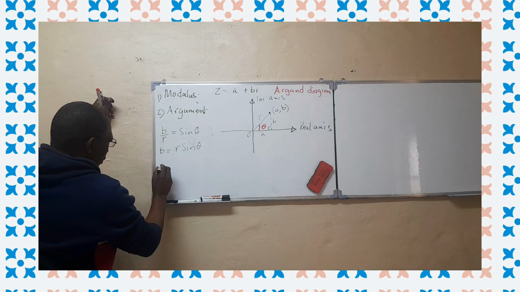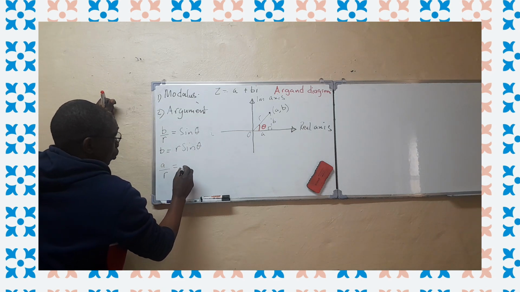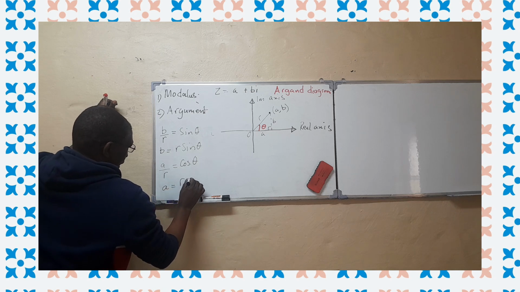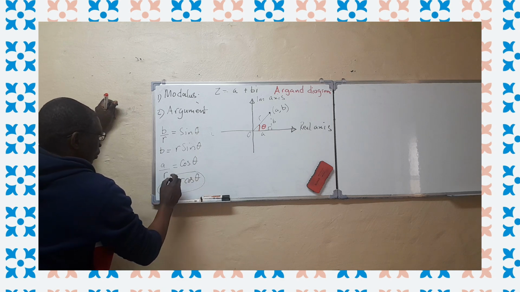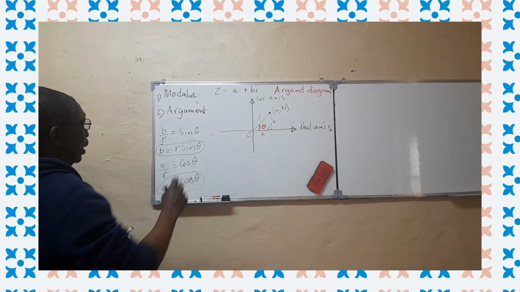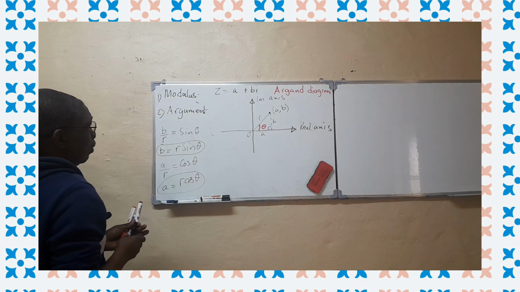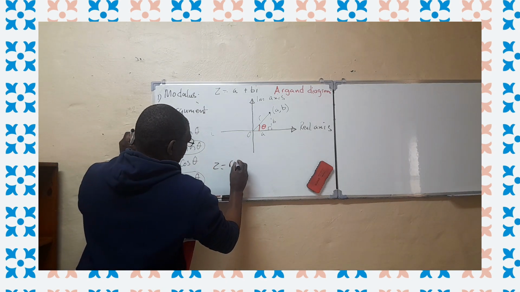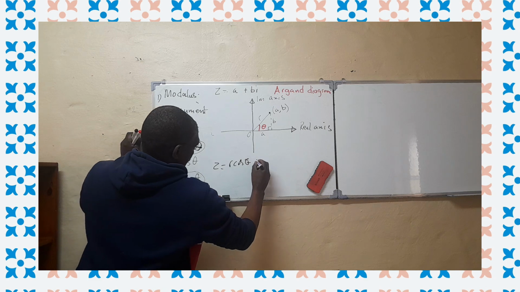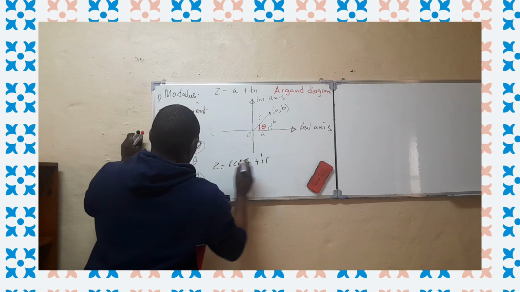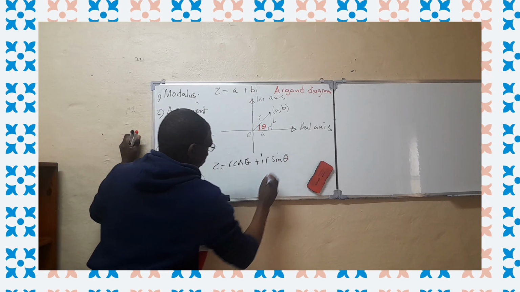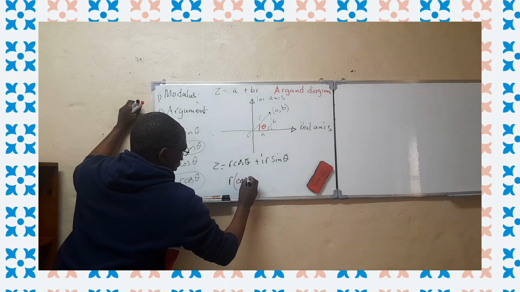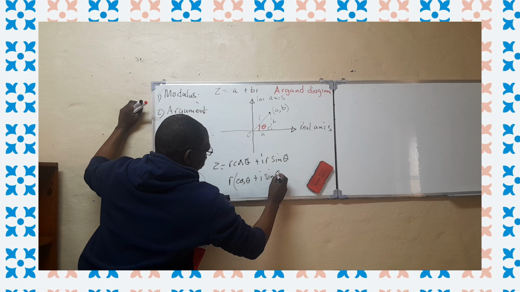What about our a? We know that a over r is equal to the cosine of theta, which means that a is equal to r cosine of theta. Now we have got a here and b there, so we can plug them in and write our z. Z is equal to, instead of a, r cos theta, plus i times b, which is r sine theta. Taking r, which is common, outside the bracket, we can write z is equal to r times the bracket cosine of theta plus i sine of theta.